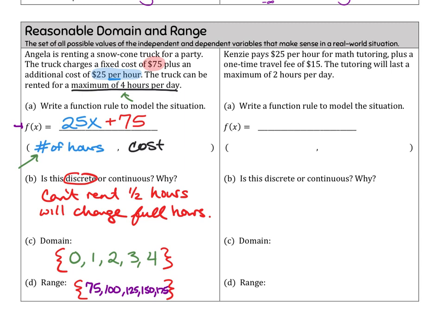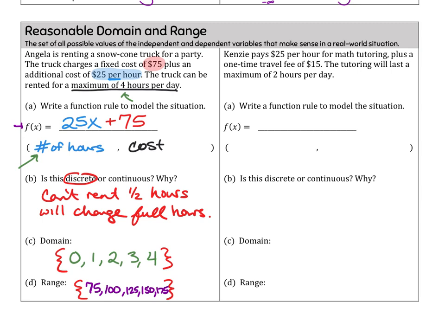Let's check out Kenzie's. Kenzie pays $25 per hour for math tutoring. What a steal. That's actually typical pricing for math tutoring, plus a one-time travel fee of $15. So she's going to come to your house, $15, and then every hour that she tutors you for math is $25. The tutoring will last a maximum of 2 hours per day. Okay, so we have a couple things here.